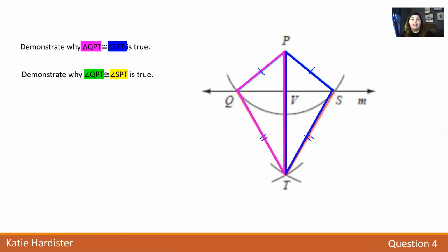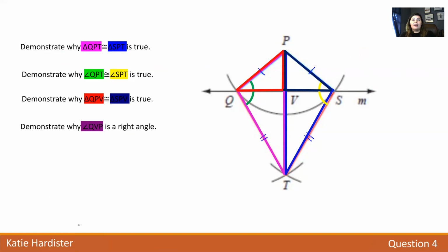And then I can take a look at my angle QPT and angle SPT, and we're going to see why that is true. Because at this angle here and that angle there, it is the same shape, the same angle. So it is congruent, meaning it's the same. So then we're going to demonstrate why QPV in red and SPV are the same. So I see that those are the same, so that's true. And then for our last one, we're going to demonstrate why angle QVP is a right angle.